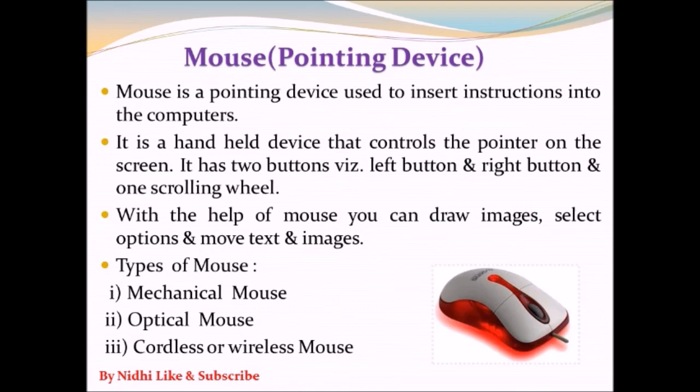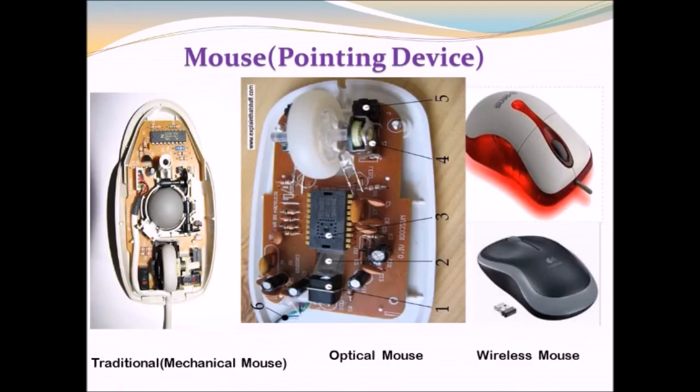So here in the picture you can see 3 types of mouse. First is the traditional mouse, also known as mechanical mouse. This type of mouse has a metal or rubber ball on its lower side that can roll in all directions. The screen pointer moves according to the movement of the ball, which is detected by mechanical sensors within the mouse.